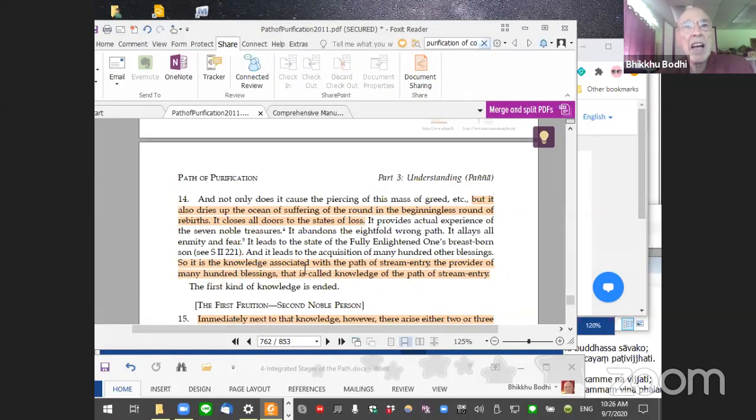So it is the knowledge associated with the path of stream entry, the provider of many hundred blessings, that is called knowledge of the path of stream entry.